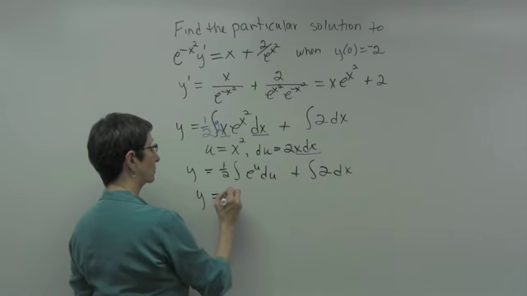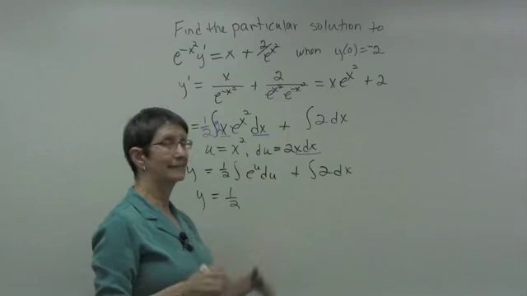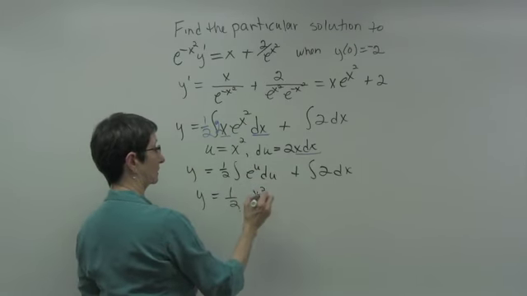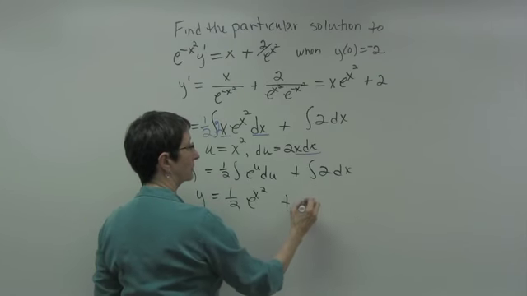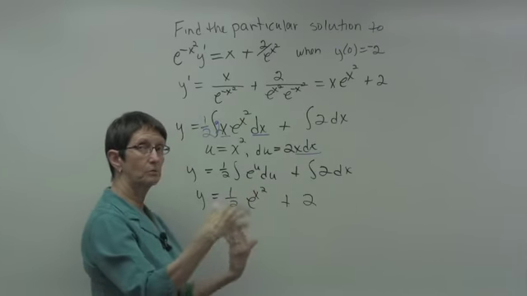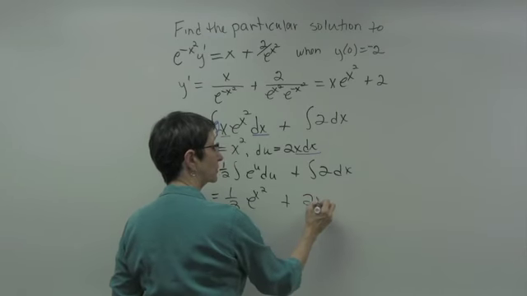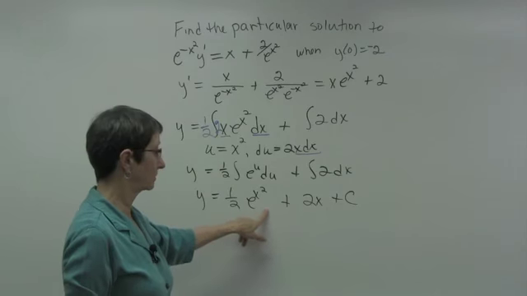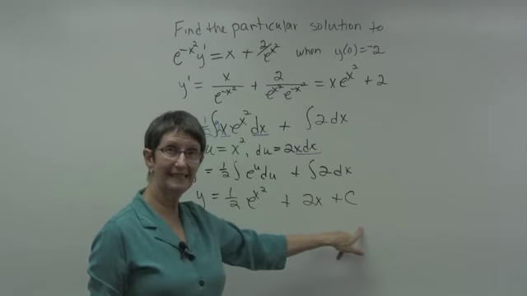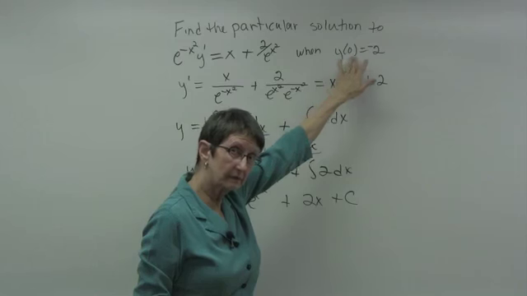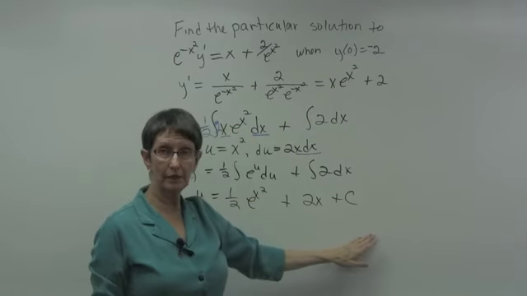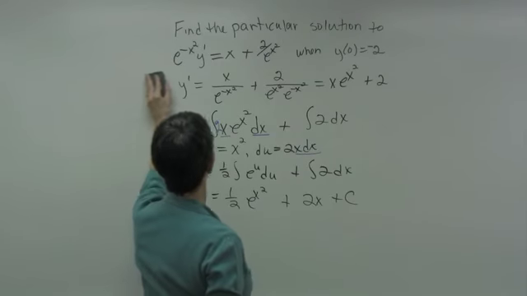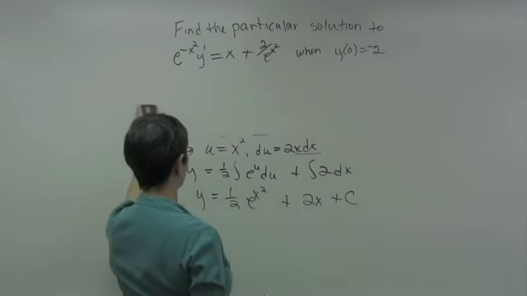So here my y is equal to 1/2. The rule says that's e to the u. E to the u was x squared. Plus the antiderivative of 2. 2 is a constant. You multiply it by the variable of integration, which is x, and then we add c. So I have 1/2 e to the x squared plus 2x plus c. I had an initial condition given. So I do need to find my particular solution and get a value for c. Let's go back up here and plug those numbers in.